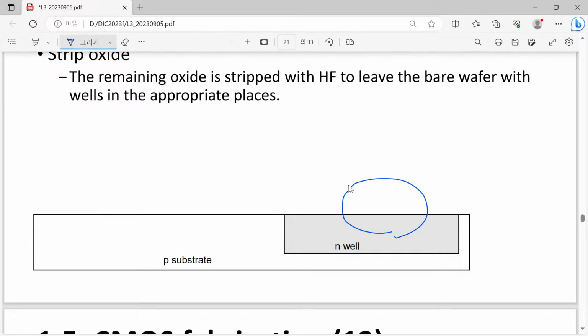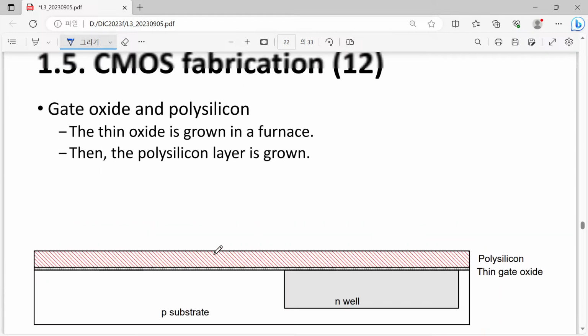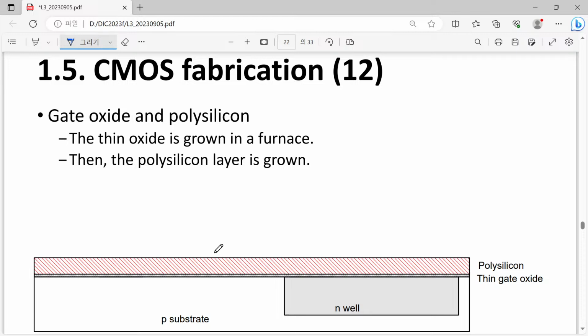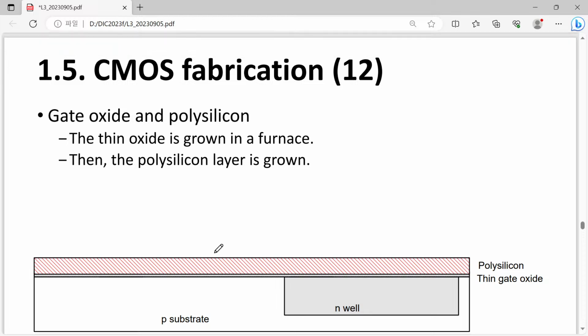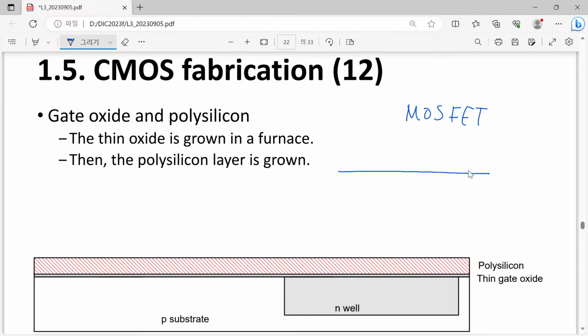Unfortunately we have only 4 minutes left, so let me spend my remaining 4 minutes and wrap up today's lecture. Up to now, we just prepared the p-type substrate and n-type substrate, and in order to make your MOS system, you need something like this.